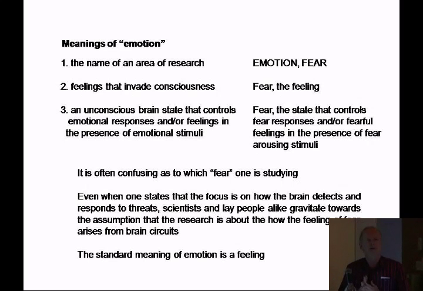And one of the problems is we use the same word for a lot of different things. So we use it as the name of a research area. You know, I study emotion. Or we also use it to describe the conscious feelings that we have when we're in some kind of emotional situation, like I feel afraid, I'm anxious. But we also use it to describe unconscious brain states that control emotional responses and our feelings in the presence of a so-called emotional stimulus. So we've got emotion as a noun, we've got emotion as an adjective, and it's all over the place.